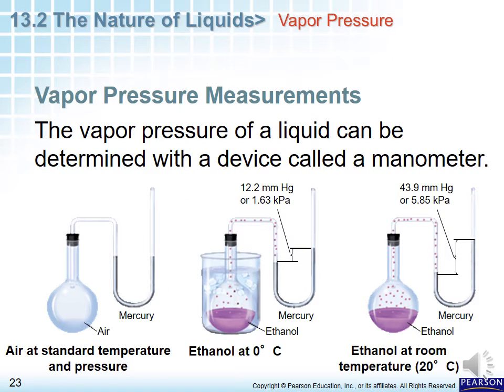Okay students, now how can we measure the vapor pressure? The vapor pressure of a liquid can be determined with a device called a manometer. A manometer is a U-tube shaped column attached to a round bottom flask with a sealed cork. This cork could be rubber or anything, and it is airtight.